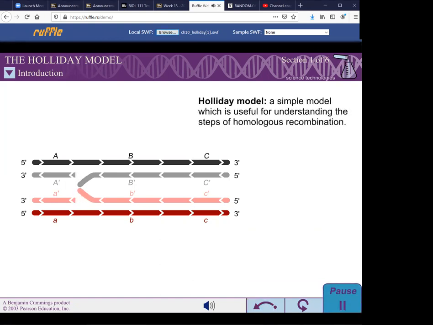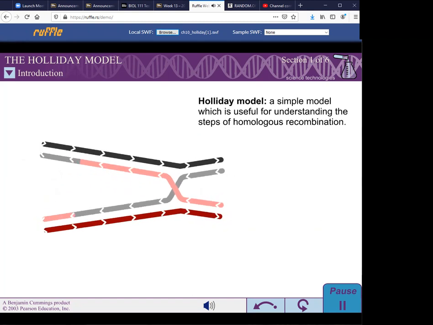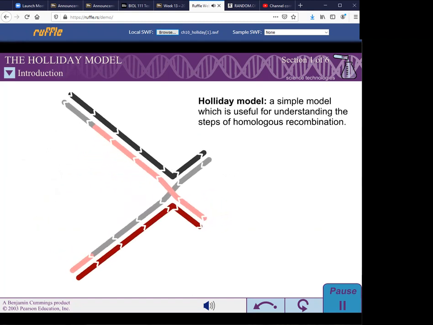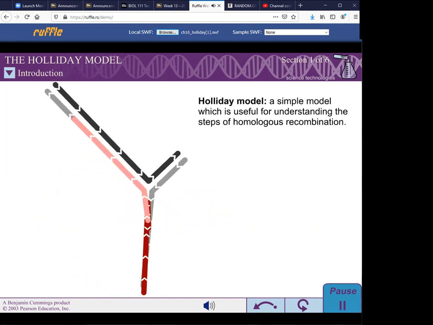A simple model for homologous recombination. While it is now clear that most recombination events involve synthesis of new DNA, a feature absent from this model, the Holliday model is still useful for understanding recombination.